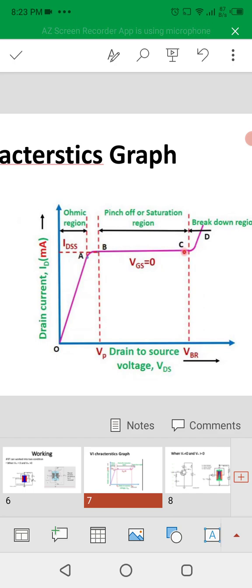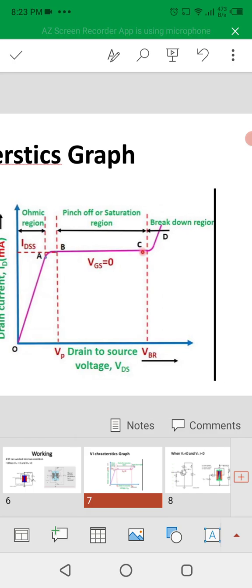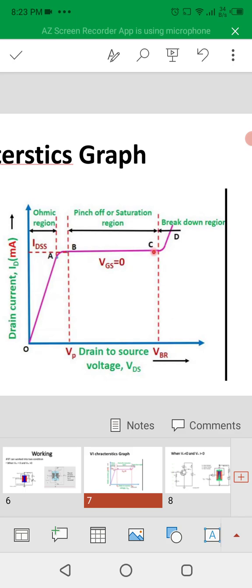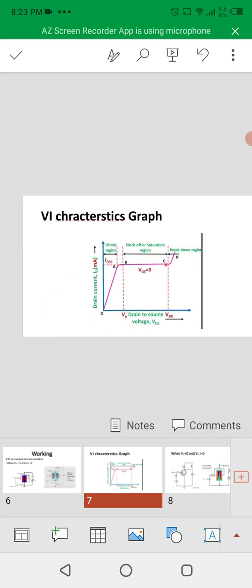Now at one point, the pinch off voltage, the current is constant. The current goes to the saturation region. Here VGS equals 0, and VDD continuously changes. This is called the pinch off region and saturation region. Now we discuss the next topic.